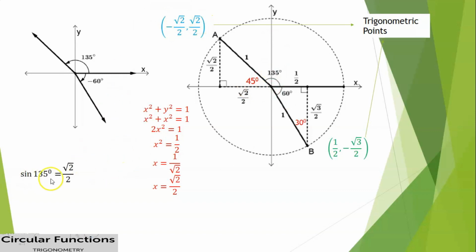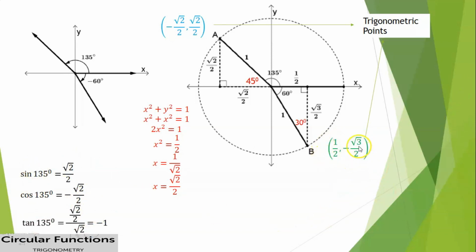So sine 135 degrees then would be square root of 2 over 2, while cosine is negative square root of 2 over 2, while tangent 135 is basically sine over cosine, so therefore it's negative 1. You can always counter check this one with your calculators. So the same thing here.